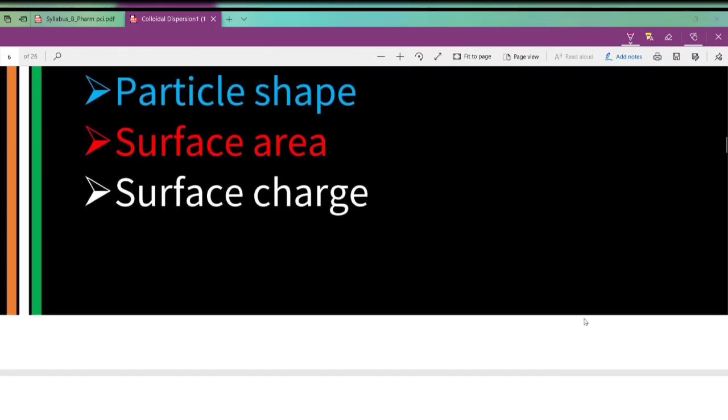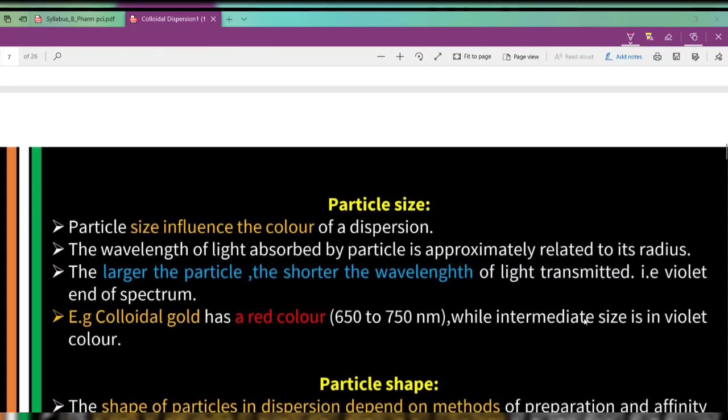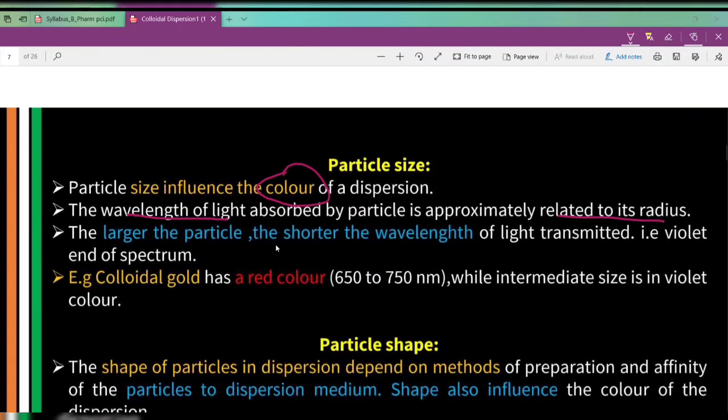So the first one is the particle size. See here, the particle size can influence the color of the dispersion. The important point is that the color of the dispersion depends upon the particle size. How? Now the wavelength. Obviously, any color is actually the transmitted light; we call it the color of a particular object or substance. The wavelength of light absorbed by the particle is approximately related to its radius. You can see the next line and it's very clear. The larger the particle size, the larger the radius, so the shorter the wavelength it will transmit. Got my point? The larger the particle size, the shorter the wavelength of light it will transmit.